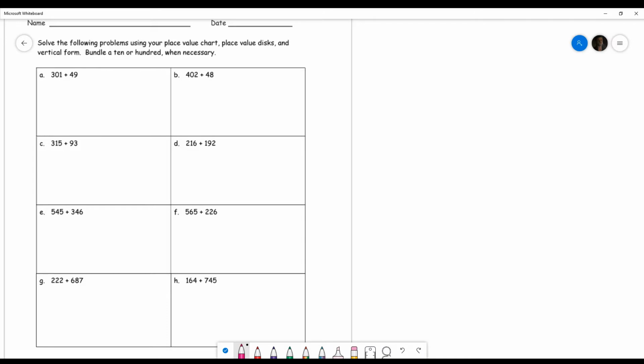So we have 301 plus 49. Okay. Now this, what I just drew, is called vertical form. And we've done this in class. Remember, it's adding with regrouping.